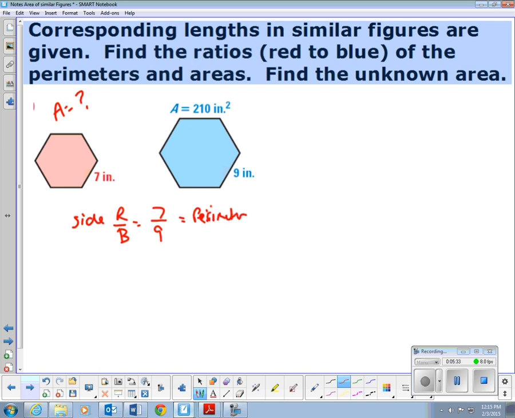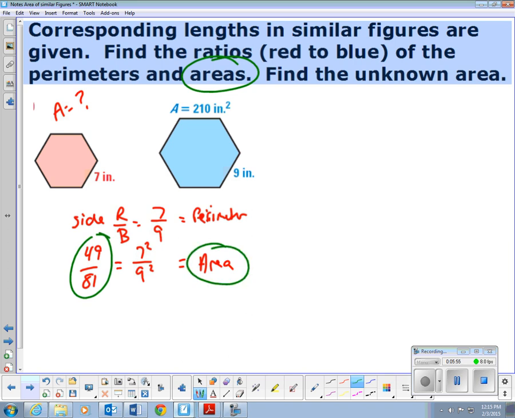But I'm not working with perimeter here. Now there is an area ratio. Remember we did that in the last slide before this. So the area ratio would be 7 squared over 9 squared, which is also equal to 49 over 81. So my question's asking me to find an area. Since this question says find the area, I want to use the area ratio.